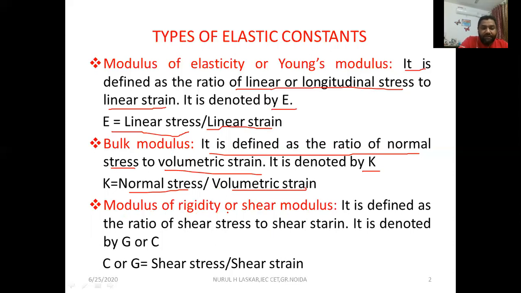Now modulus of rigidity or shear modulus is defined as the ratio of shear stress to shear strain, and is denoted by G or C. In some books it is denoted by G, and in other books it is denoted by C. So we can say C or G is equal to shear stress upon shear strain. So these three, modulus of elasticity, bulk modulus and modulus of rigidity, are material properties, and they are constant for a particular material.